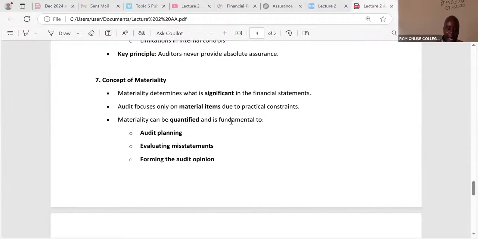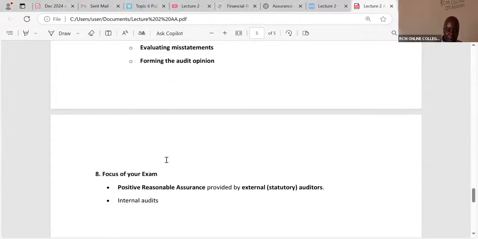Materiality can be quantified and is normally fundamental to audit planning, because during the planning stage we put in this materiality. If something is above this, we audit it. If it's below, then that is really minute for us, immaterial. So materiality is also very important whenever you are evaluating misstatements, the errors, and when you are forming the audit opinion. I will be able to bring this to your attention, ladies and gentlemen, because there is a whole chapter which talks about materiality.